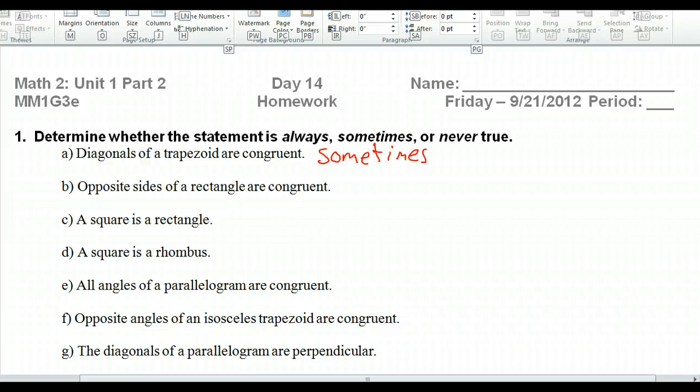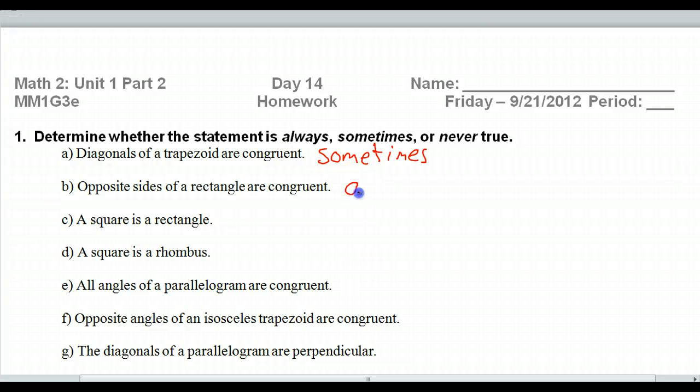Opposite sides of a rectangle are always congruent. Alright, a rectangle is a parallelogram, and that's one of the properties of a parallelogram. A square is a rectangle. Yeah, a square is always a rectangle. What is the definition of a rectangle? The definition of a rectangle is a quadrilateral with 4 right angles. A square always has 4 right angles, so it will always be a rectangle.